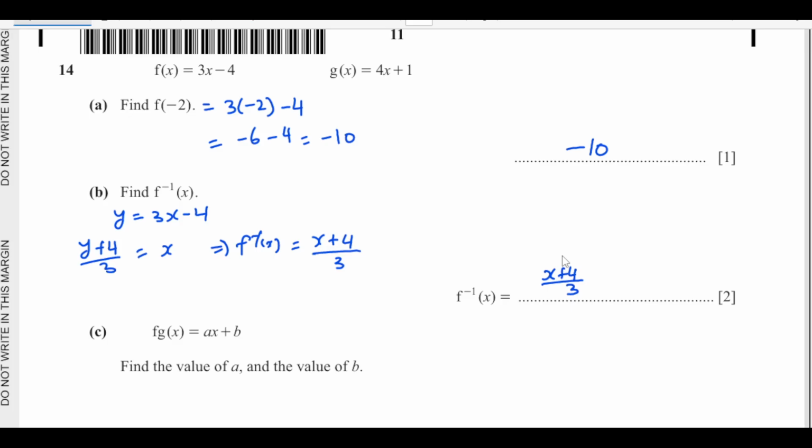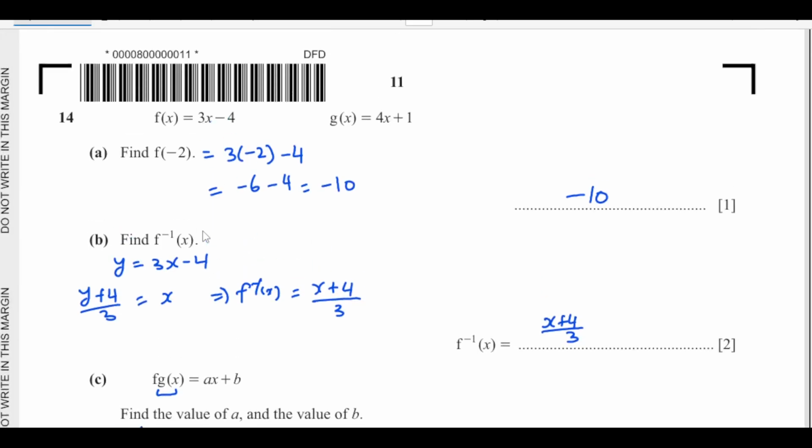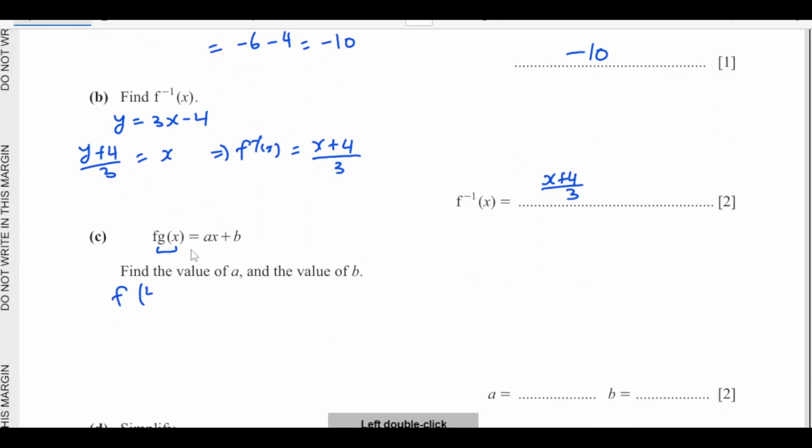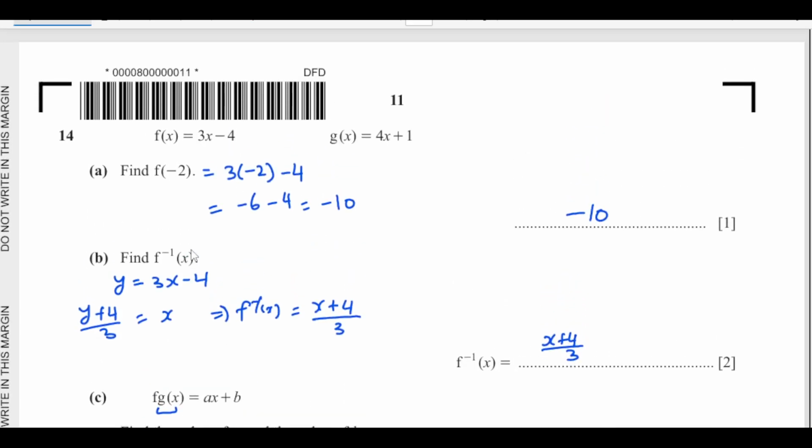Okay. Now f of gx is this, find the value of a and b. So f of gx, first in f I will put here gx. So gx is 4x plus 1 equals to ax plus b, right? Now we will replace this x by 4x plus 1 in fx.